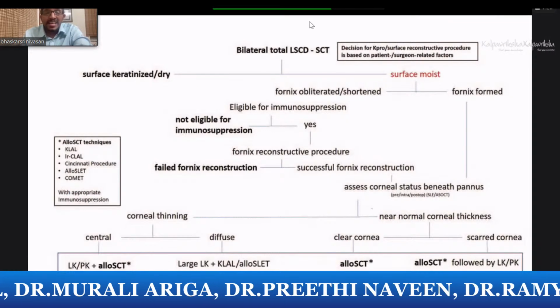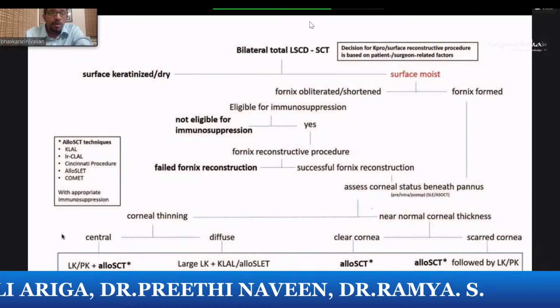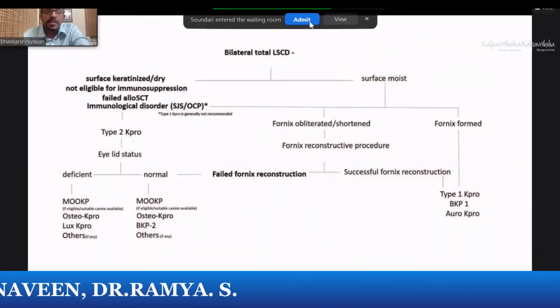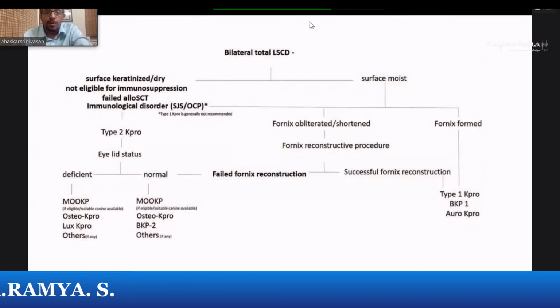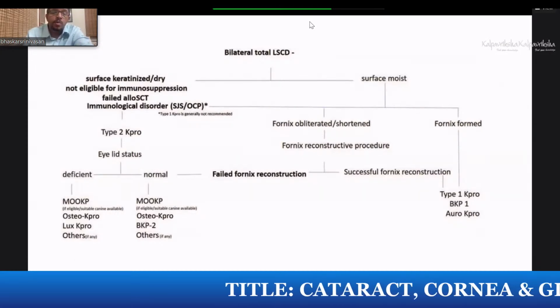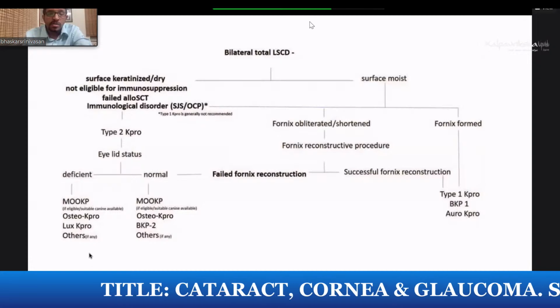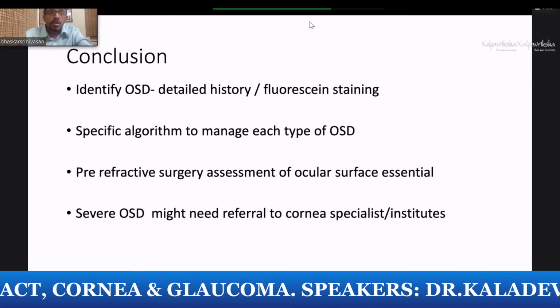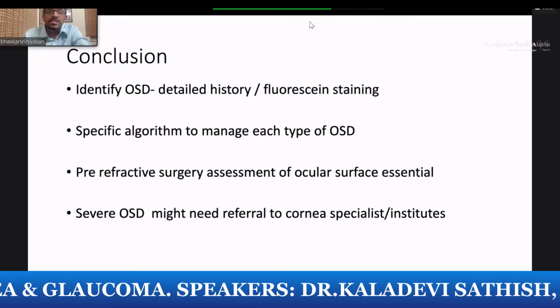If the fornix is not forming in spite of multiple efforts, or if the surface is dry, then you would want to consider keratoprosthesis only. And if the surface is significantly dry or keratinized and the fornix is bad, then you are looking at a type 2 keratoprosthesis, where you have the option of either the MOKP or the osteokeratoprosthesis or the Boston type 2 keratoprosthesis. So to conclude, each ocular surface disease is different.